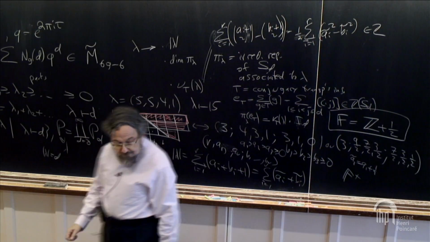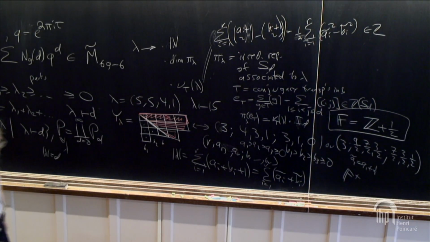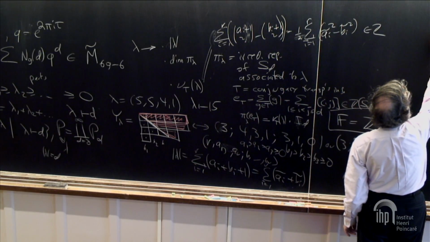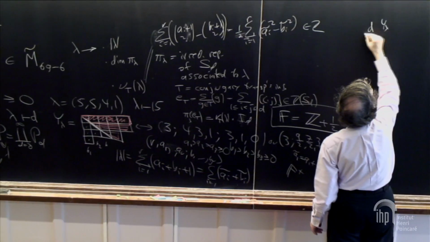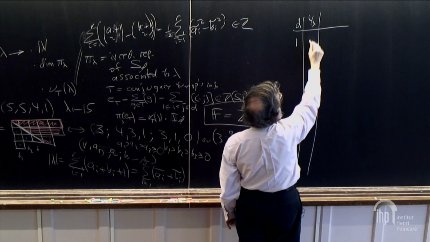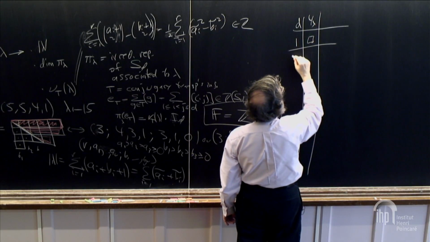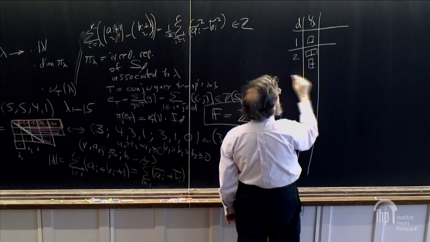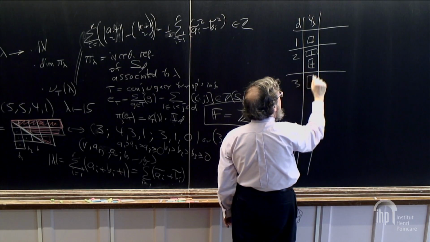OK, now for the dimension, maybe it's easiest if I give a table. So here's d, and here I'll list the partitions by their Young diagram. So if it's 2, there are 2 possible Young diagrams, this and this. If it's 3, there are 3.